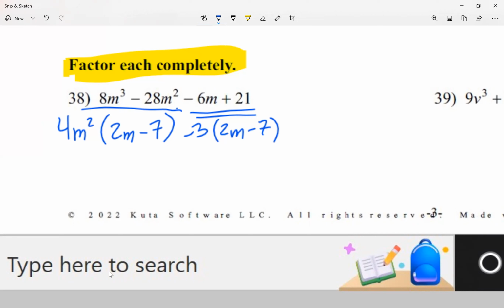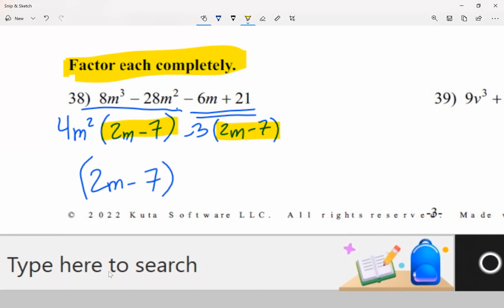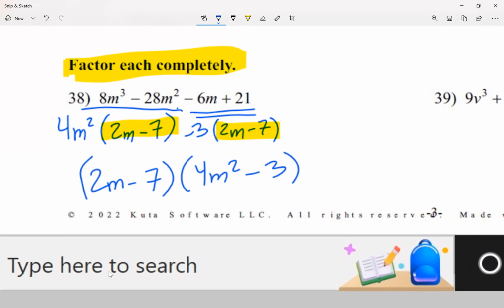Okay. Now, the next step is going to be my answer. One of my things is that the parentheses, there's two of them, right? Parentheses should be the exact same thing, which in this case they are. So one of my answers, when I factor this, is going to be 2m minus 7. Notice how that is my parentheses. Like I said, they have to match. They have to be the exact same thing. My other parentheses is going to be 4m squared minus 3. That came from 4m squared minus 3.